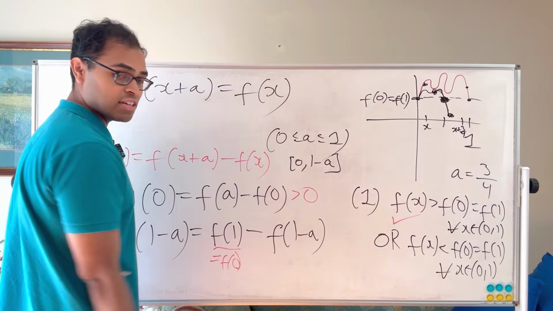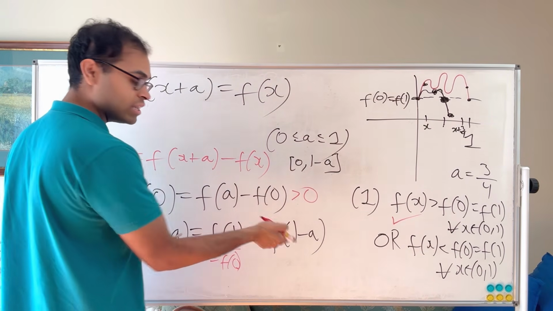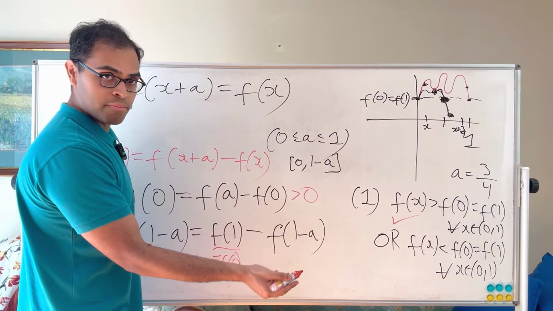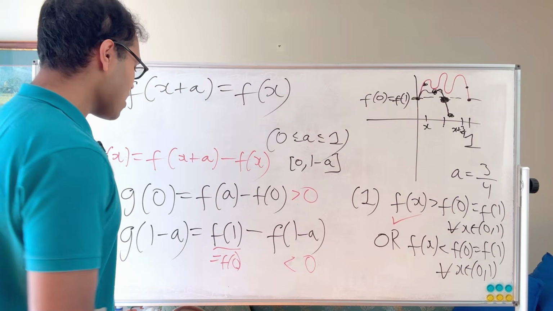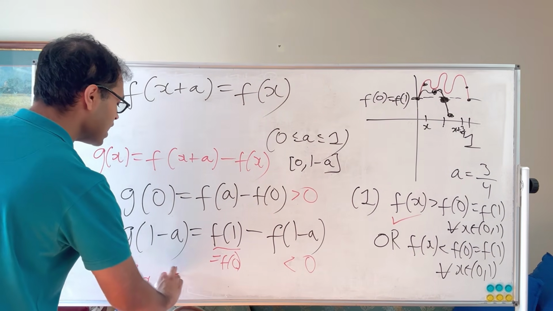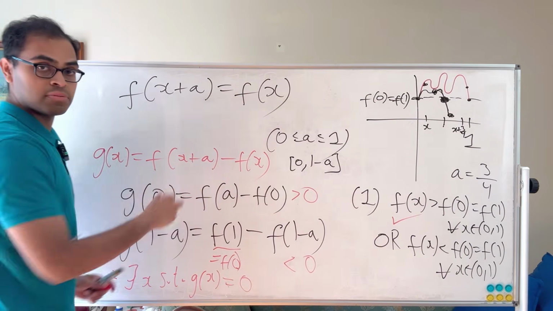So f of 0 minus f of 1 minus a. In this case, because again all the f of x's are greater than f of 0, this is going to be a negative number. So it's going to be negative, and therefore the intermediate value theorem guarantees that there exists x such that g of x is equal to 0, and that's our desired solution. That's when f of x plus a is f of x.